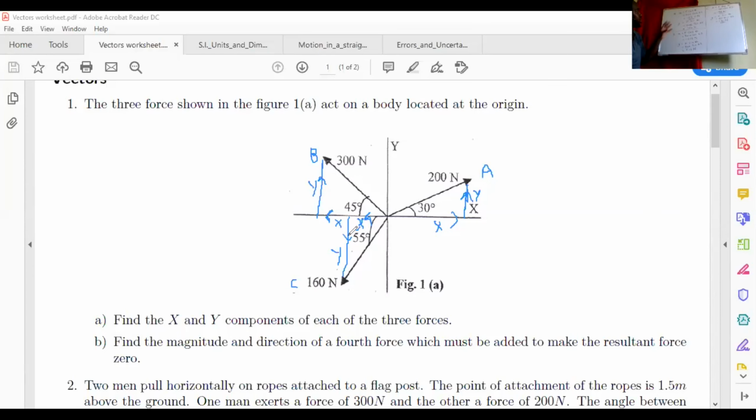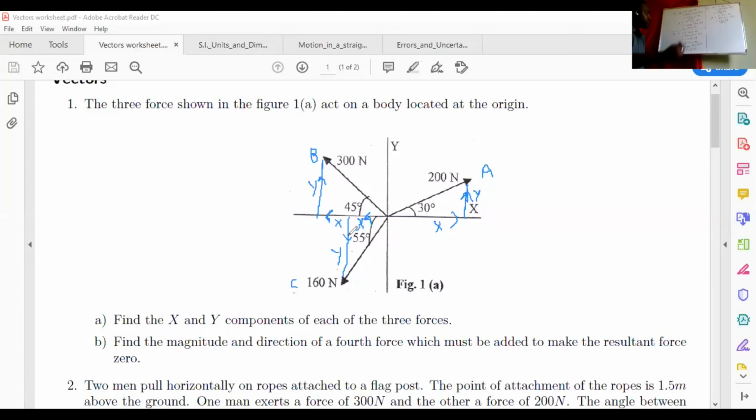So we found each x and y component for each vector. The second part now says find the magnitude and direction of the fourth vector that would cause the resultant to be 0. What do we know when the resultant is 0? The forces are equal and opposite, so the x components sum to 0, and the y components also sum to 0.